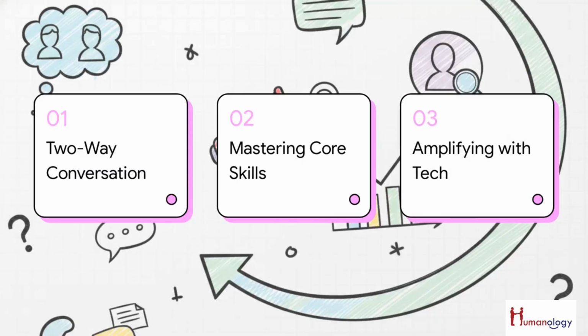So here's our game plan. We're going to break this down using a simple 3-part blueprint. First up, we'll lay the foundation, which is all about the two-way conversation. Then we're going to build the framework by mastering the core skills. And finally, we'll add that finishing touch by amplifying with technology. This is basically your new guide to building presentations that actually work.